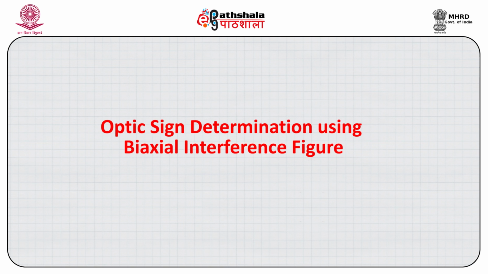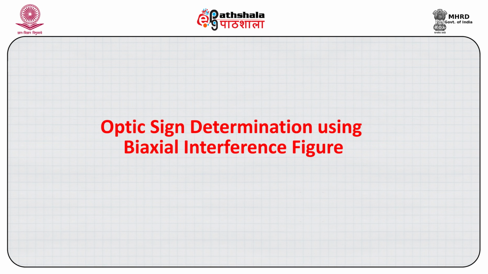To determine whether the x or z axis is the acute bisectrix, and therefore whether the biaxial mineral we are observing is optically negative or positive, we can use the interference figure such that the optic plane is oriented northeast-southwest. For this we follow certain steps. We first obtain an acute bisectrix figure, and rotate the stage so that the trace of the optic plane is oriented parallel to the northeast-southwest direction.